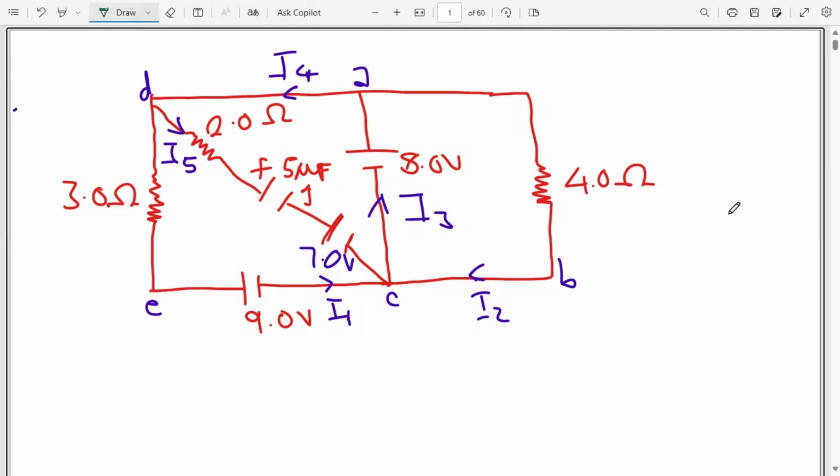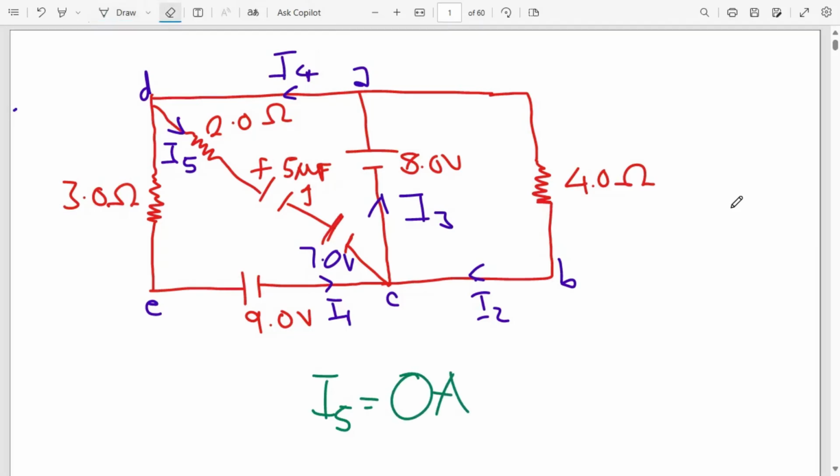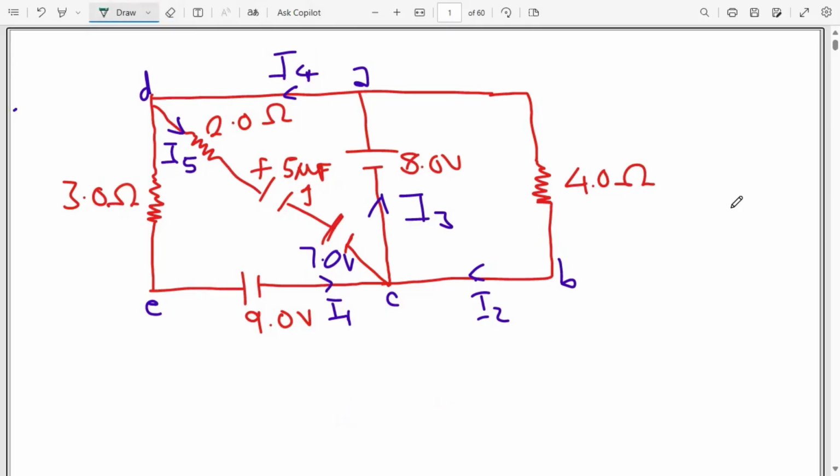That means the current passing through from D to C is going to be equal to 0 because there's a fully charged capacitor. So automatically we have already found what current 5 is. I5 is equal to 0 amps. Why? Because it's passing through a fully charged capacitor, which acts as an insulator. It breaks the flow of electrons, hence acting as an open circuit. So I5 is equal to 0 amps.